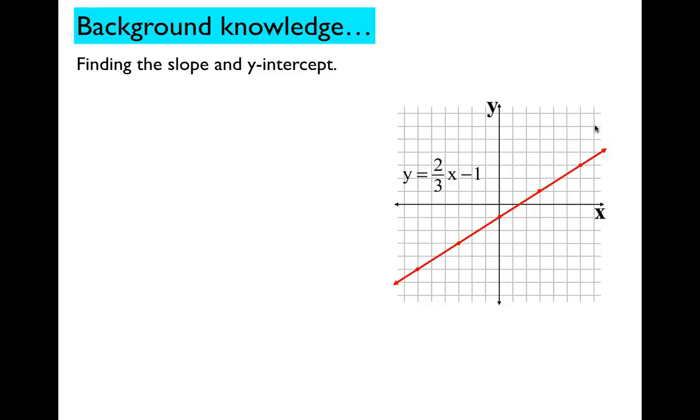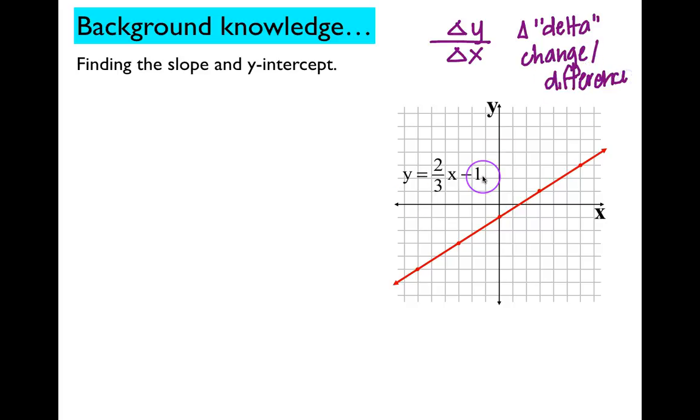So here is some background knowledge. In the past, when we took a look at slope, all we were doing was trying to find the change in y over the change in x, which I've referred to as delta y over delta x. Delta is basically a triangle. It means change or difference. So the slope has a vertical change, or a change in y, of 2, and the horizontal change, or the change in x, is a positive 3. That's how we get a slope of 2/3. You're going to notice that 2/3 can be found here in your equation.